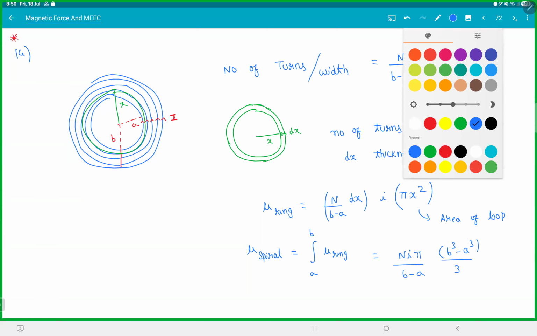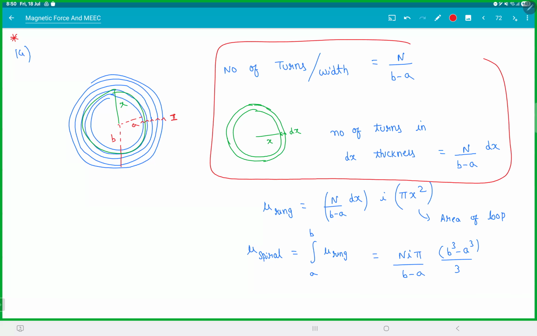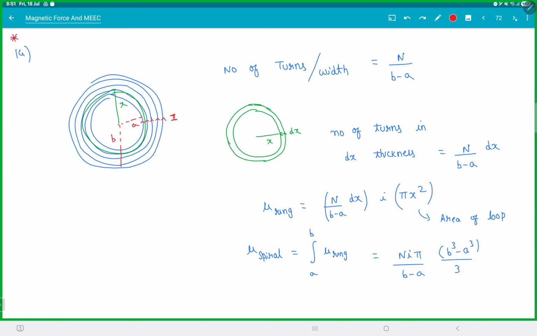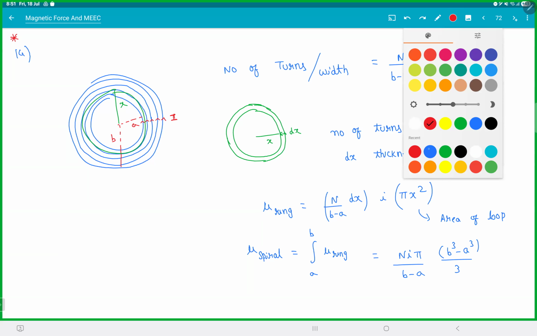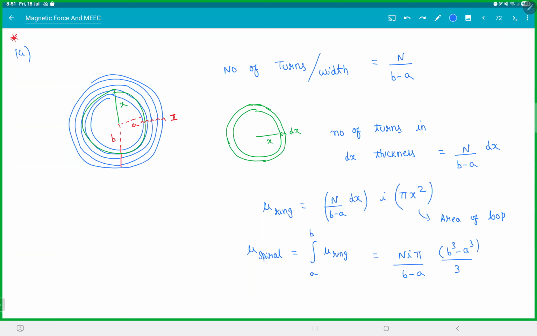The main thing in a spiral, this idea is important. No matter when you see a spiral, this is the catch. If you can get the number of turns in the dx thickness, from there the dx integral term will come. It's a tightly wound spiral, so we can say there are a lot of loops in that small space. Clear with this? So this is how you can find the mu value. Now once you know the mu value, we know torque is mu cross B. So let's see how to use that torque part. Any doubts on the spiral? We will encounter this in the next chapter, magnetic field, and also in electromagnetic induction. Two more times you'll see this. The idea is the same. Next one.